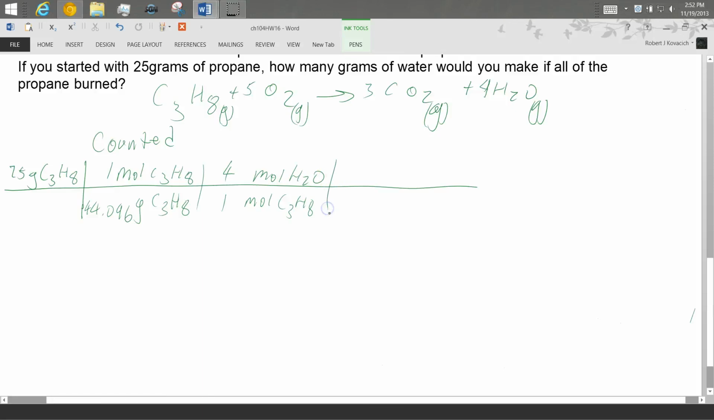Okay. So what did this just do? This conversion counted my number of propanes. And what's this next conversion do? Counts the number of water molecules I'm going to get, right? If I stopped right now and did the calculation, I'd have a number of water molecules. Is that useful? Probably not, because when are you ever going to be able to count them? Never. The only way you can count them is to mass them out. So then we're going to switch that over to moles of water and grams of water.